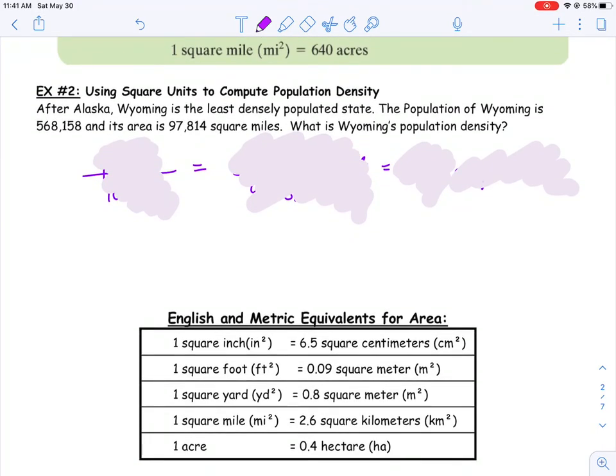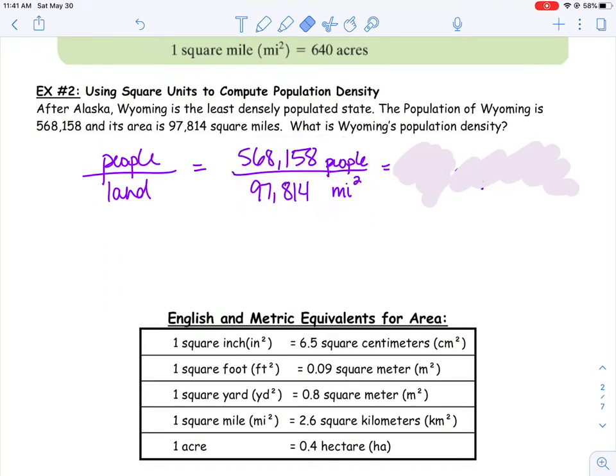Let's look at example number 2. It says here, after Alaska, Wyoming is the least densely populated state. The population of Wyoming is 568,158, and its area is 97,814 square miles. What is Wyoming's population density? Well, population density means how many people are there for every square mile. So that's what we're going to do. We're going to try to figure out how many people there are per square mile in this particular case. So how many people are there in Wyoming, and how many square miles are there in Wyoming?